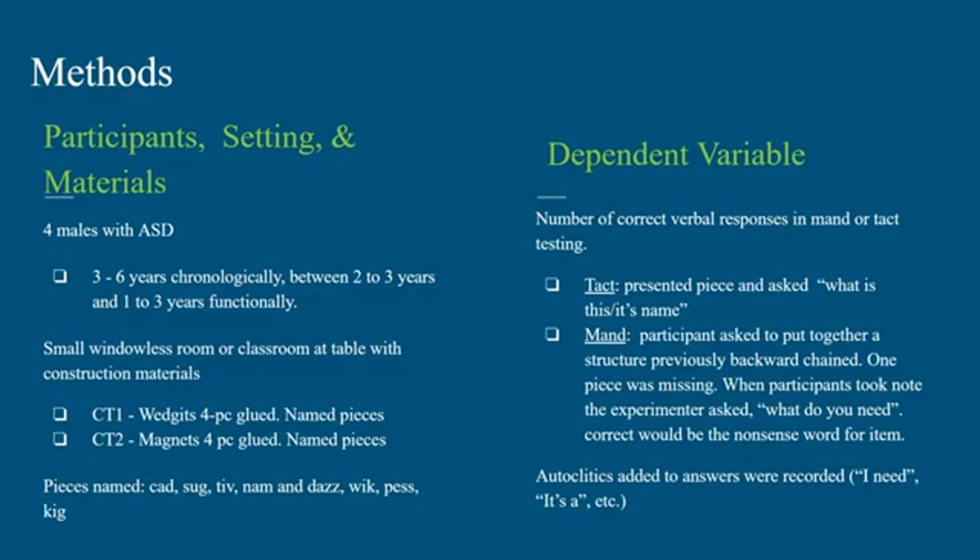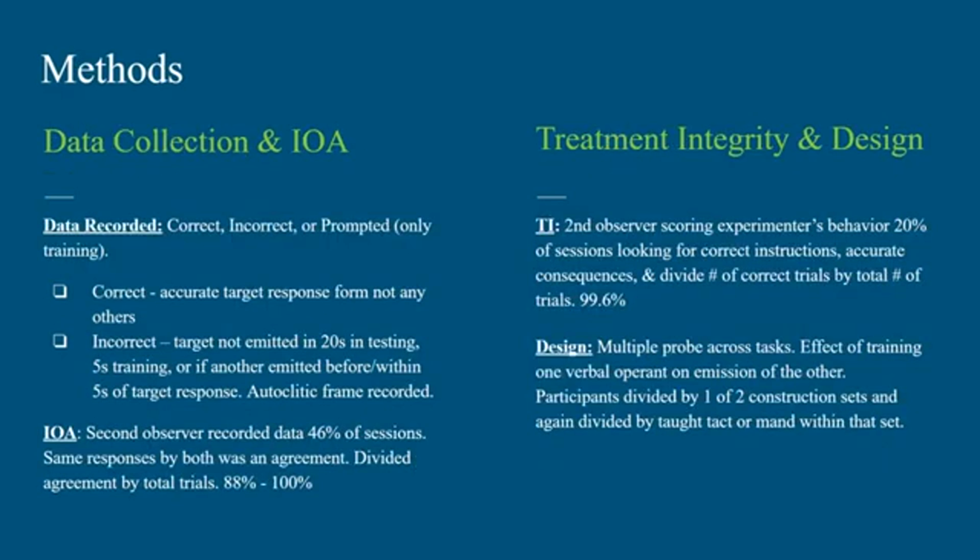The dependent variable was the number of correct verbal responses in the mand or tact testing. For tact testing, they were presented a piece and asked, what is this, or what's its name? And for mand testing, a participant was asked to put together a structure previously backward chained. One piece was missing, and when the participant took note of this, the experimenter asked, what do you need? The correct response would be the nonsense word for the item. Whether or not autoclitics were used was recorded as well.